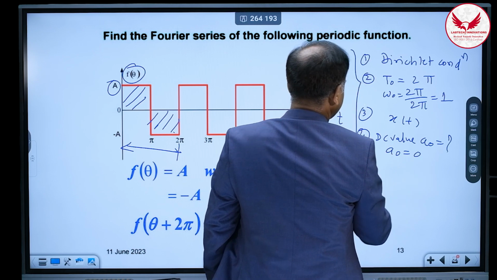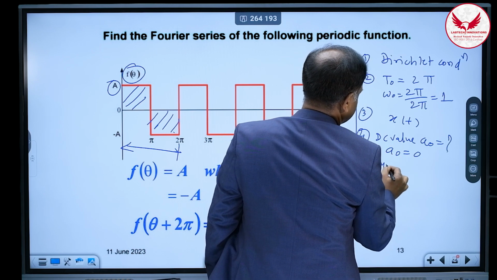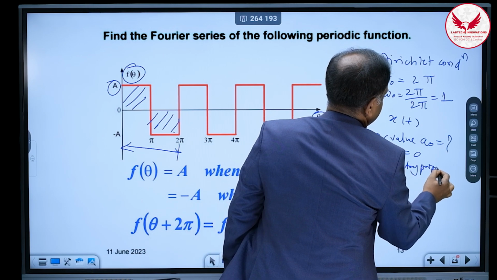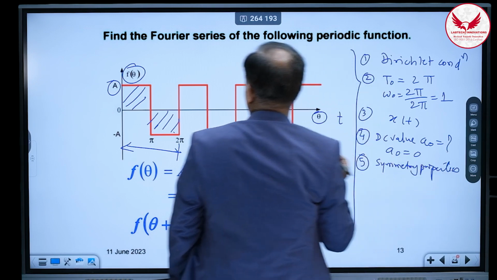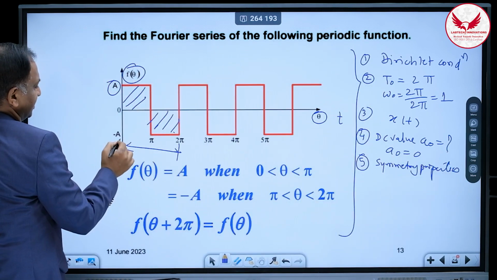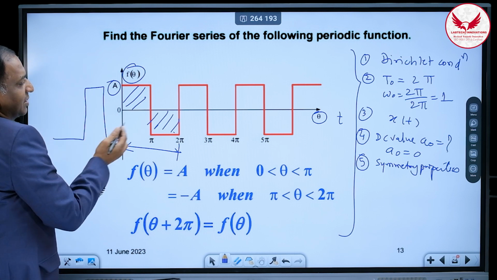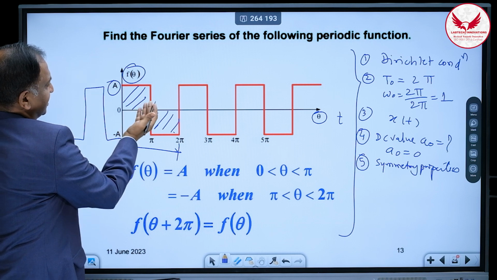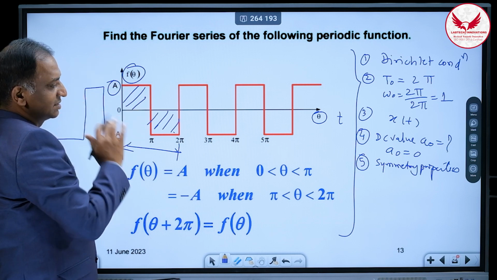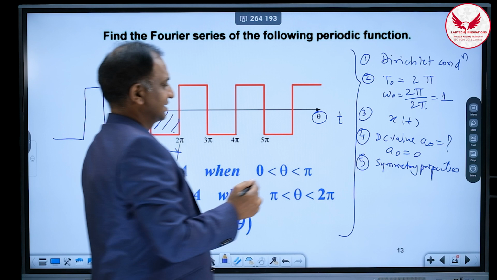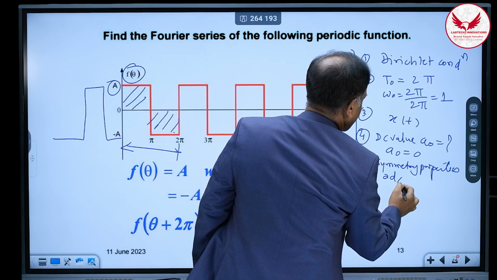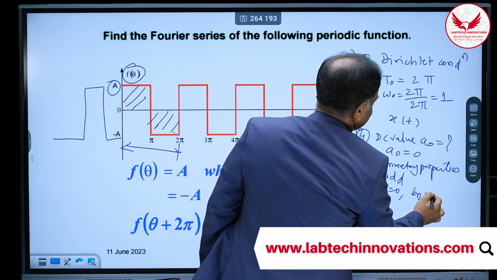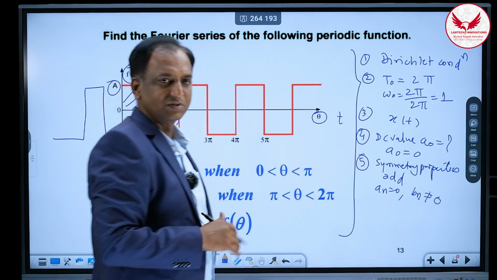Then the fifth step, you check the symmetry properties. If you check this signal, it will look like this, and if you take f of minus theta, the signal will again start. So the signal is not even, so the signal is odd. If the signal is odd, then an is equal to 0 and bn is not equal to 0, and you can find out the value of bn.